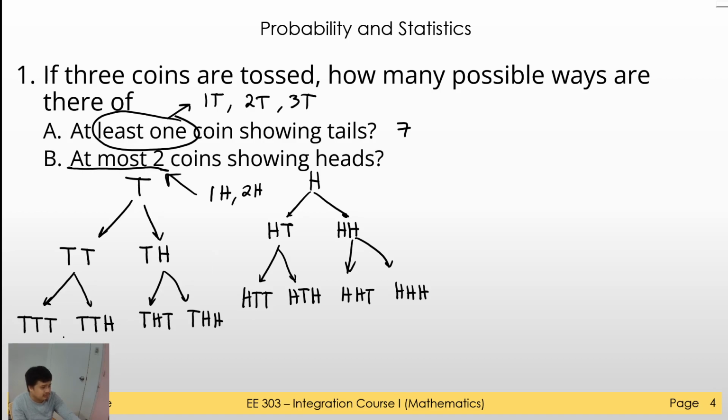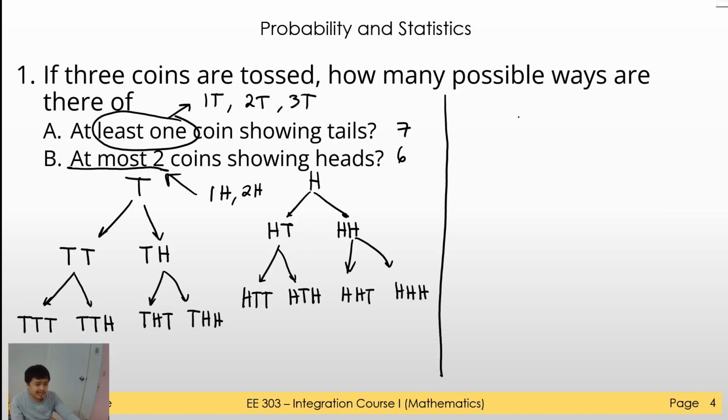So how many of this has this exact same thing? All right, so we have here 1, we have 2, we have 3, 4, 5, 6, and 7. Sorry, at most lang pala. So we only have 6. So the answer here should be 6. Okay, now, how do we calculate this if the number of coins, let's say we have 10 coins or so on. If we have a higher number of coins, it will be much harder to investigate this manually.